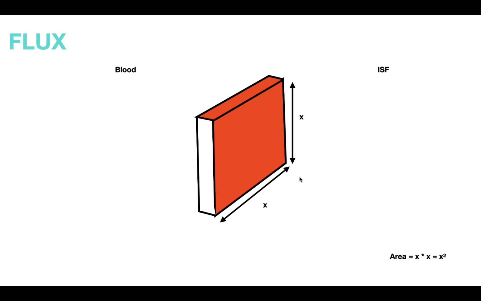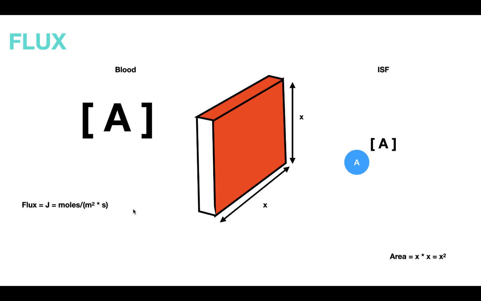Let's just say we have a certain molecule called A. A has a certain concentration in the blood and a certain concentration in the ISF. Let's say the concentration of A is greater in the blood than in the ISF. As a result, molecule A is going to move from the blood into the ISF. From this, we can calculate the flux. The flux, simply put, is the amount of molecule that passes through a certain area per unit time.